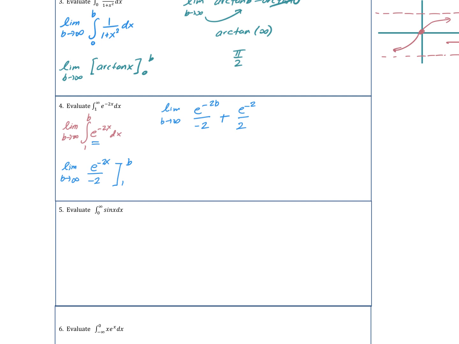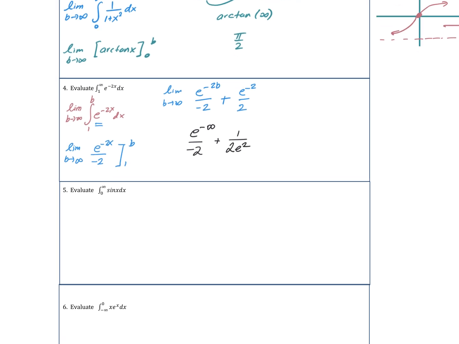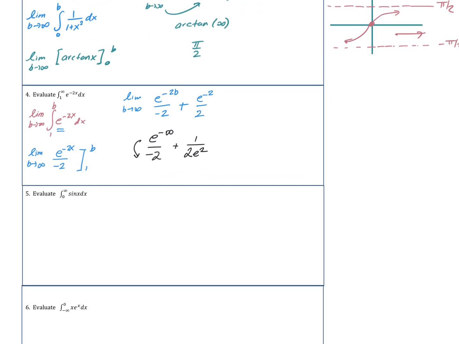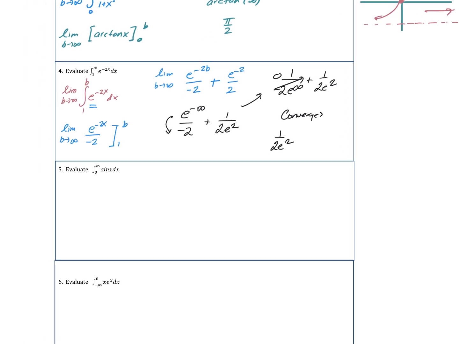Now I will plug in. So we're going to get e to the negative infinity over negative 2 plus 1 over 2e squared. This can come to the bottom, come up here. So we're going to get 1 over negative 2 e to the infinity plus 1 over 2e squared. This goes to 0. Final answer, it converges. And we got 1 over 2e squared.